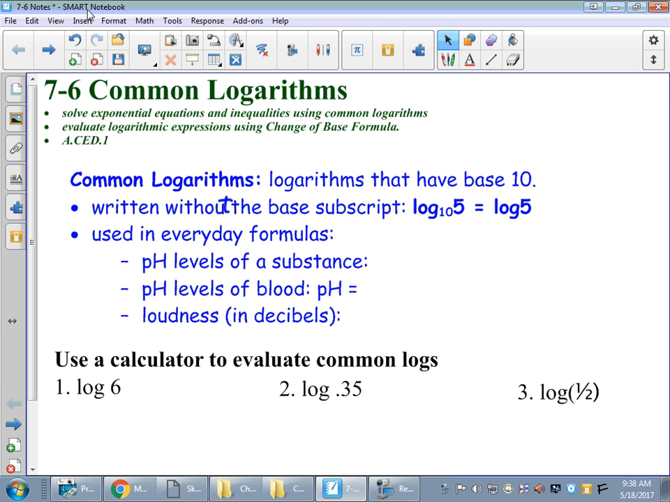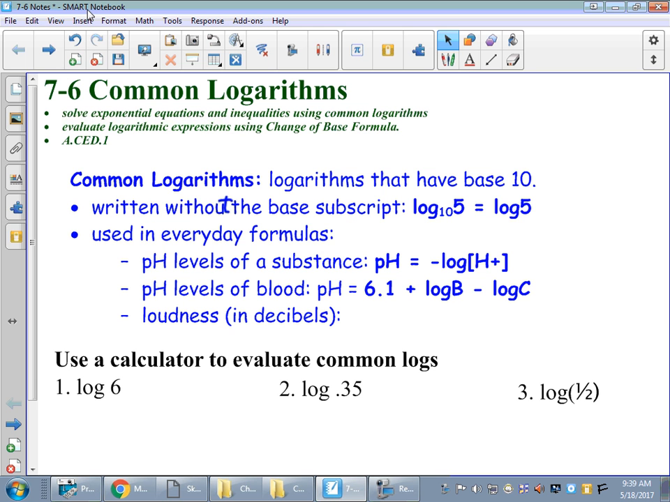It's used in everyday formulas. These aren't super important, but sometimes they show up in examples. The pH level of a substance determines the acidity of a substance. That little scale factor tells you if it's more like a base or more like an acid. Tomatoes have a different pH level than something very much like a base. I can't think of a base right now. The pH level of blood measures how acidic your blood is.